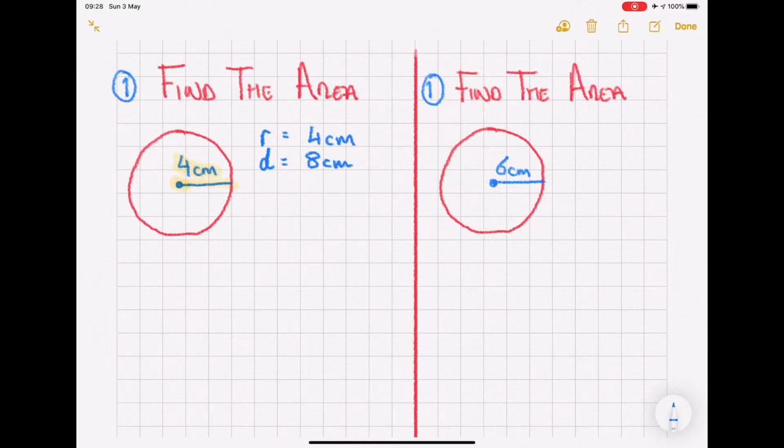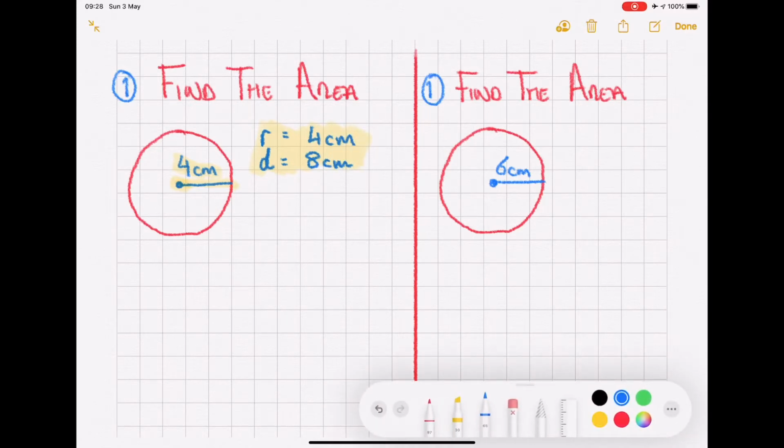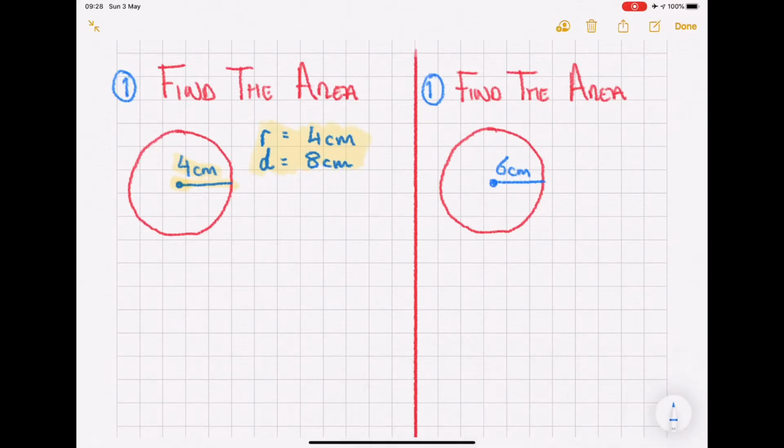Okay, so whenever you see any circle question, the first thing I want you to do is write down the radius and the diameter. Always, always, always. It's a great habit to get into. Now, we're finding the area, so let's write down our area formula. So area equals pi times radius squared.